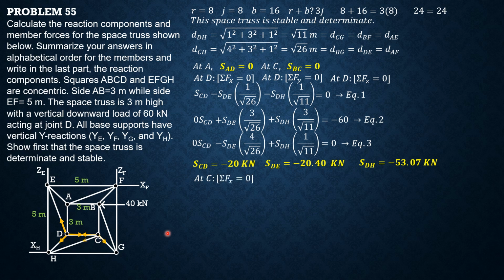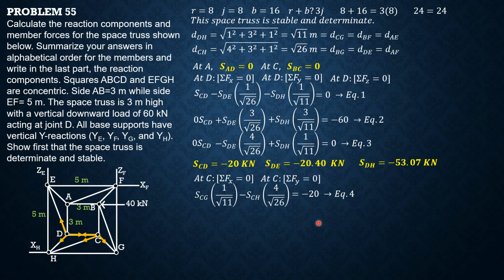Summation of forces X equals 0. So this is our guide. I will not color BC because it is a zero force member, so we just ignore that. So SCG times 1 over square root of 11, then minus SCH times 4 over square root of 26, then minus CD. CD is negative 20, so minus negative 20, so that's positive 20 equals 0, so equals negative 20. Equation 4.